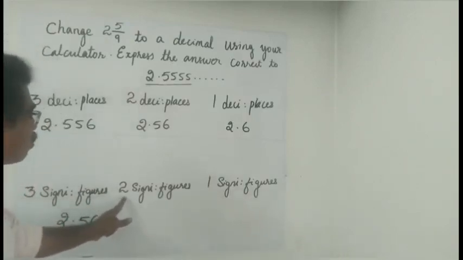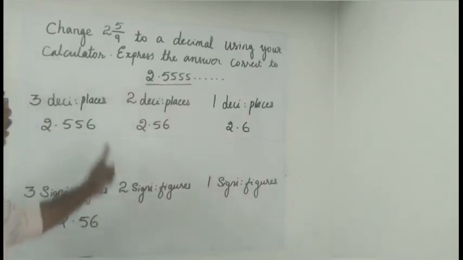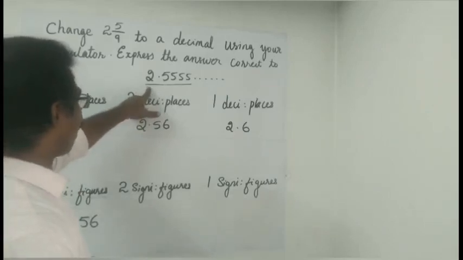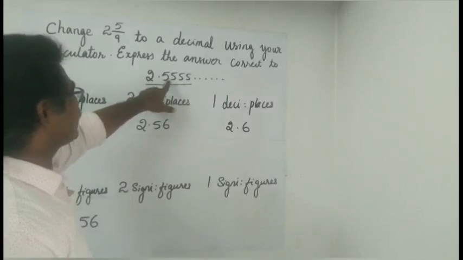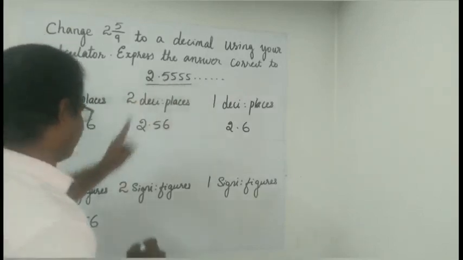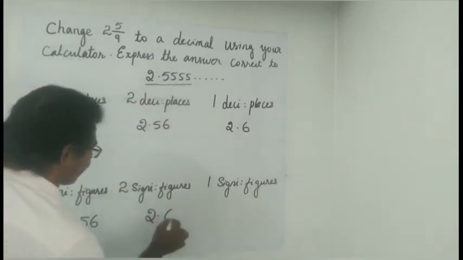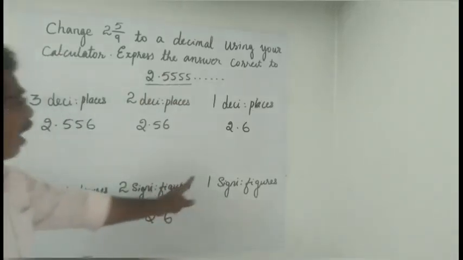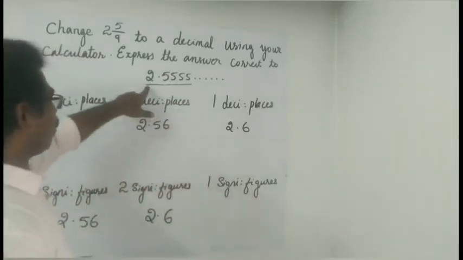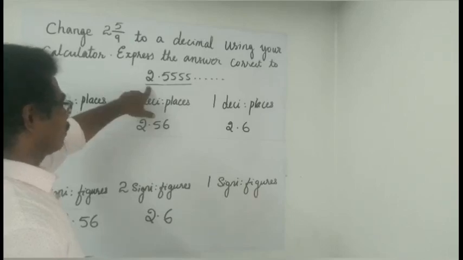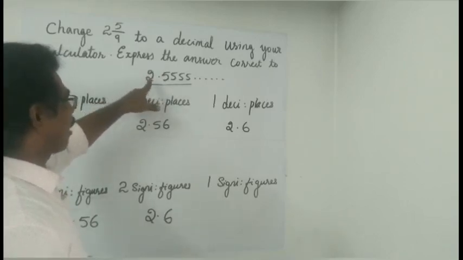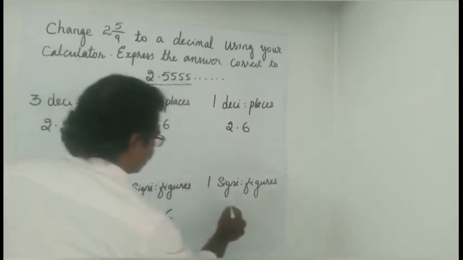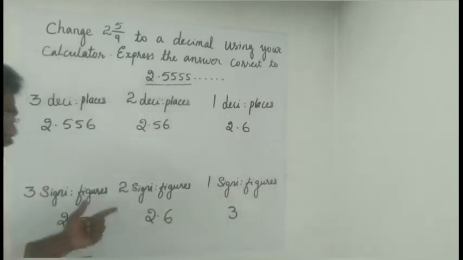And choose next one, 2 significant figures. So you have to focus on 2 from here. 1, 2. Isn't it? After 2 digits, there is a 5 here. So add to this number. That is 2.6. Got it? Next, 1 significant figure. Here you focus on 1 digit. After 1 digit, there is 5 after 2, isn't it? So add to this number. So it becomes 3. So that is the answer. How is it?